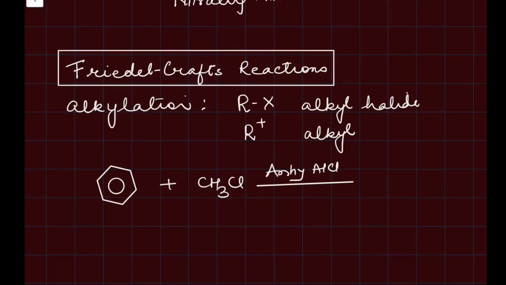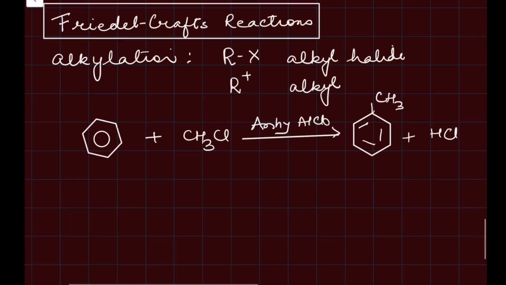What does anhydrous AlCl3 do? It will help us create an electrophile and take it onto the benzene ring. And you will have toluene, and the Cl will react with the H+ which you get from the benzene ring to give you hydrochloric acid.